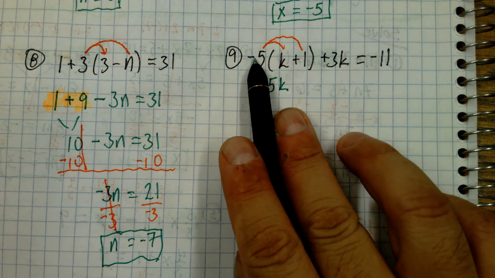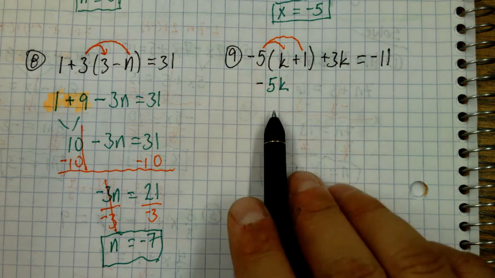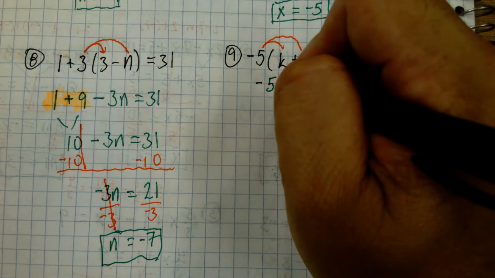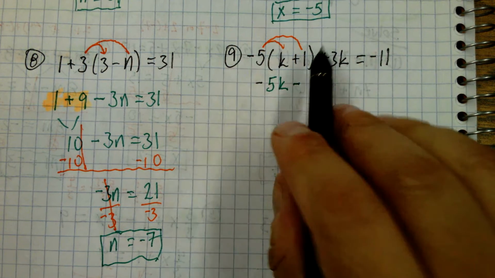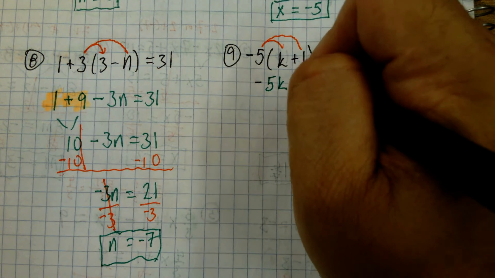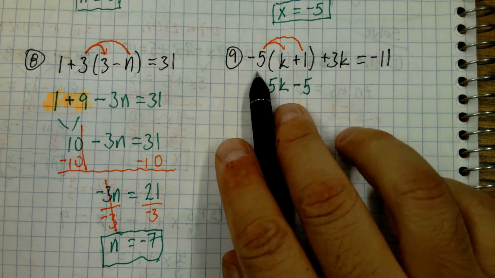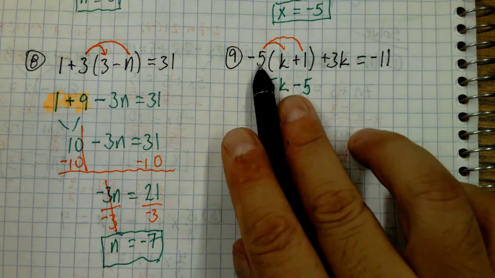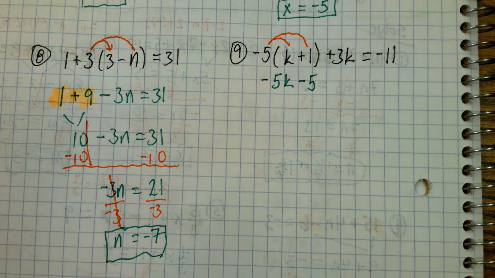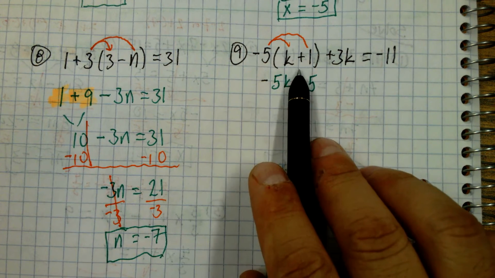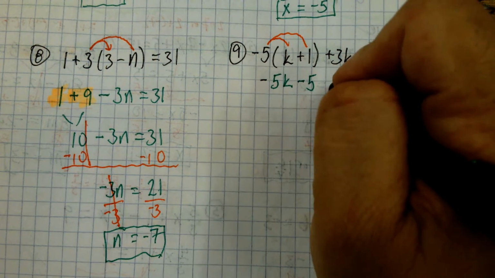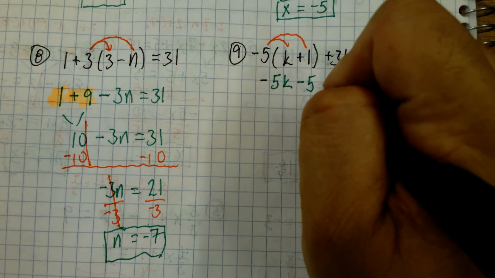What's going to happen when I multiply this negative with a plus 1? And we're multiplying, so 5 times 1 is 5. Remember, we're multiplying. So that's how we got minus 5. But it happens because it's a negative times a positive. And then just bring down the plus 3k.